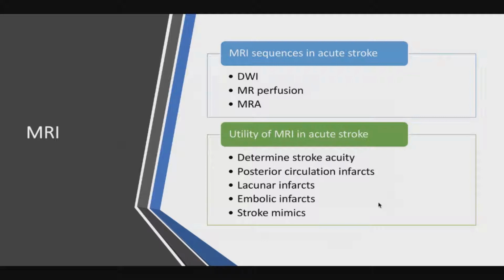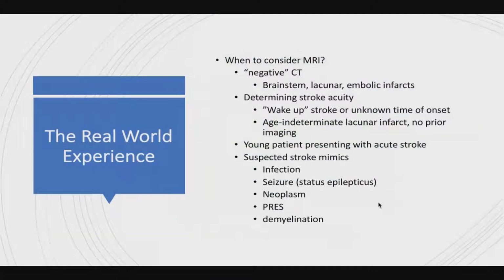MRI helps us determine stroke acuity. It's also helpful in posterior circulation infarcts, patients with lacunar infarcts, embolic strokes, and also helps us differentiate the stroke mimics and make sure that they are not true strokes. So when do you consider doing an MRI? When the patient has stroke symptoms, but the CT is negative, or patients with wake-up strokes, unknown time of onset of their symptoms, young patients, and also when we are suspecting stroke mimics.